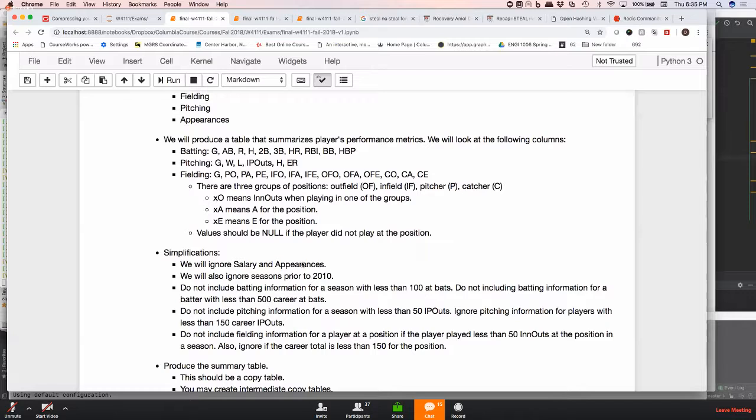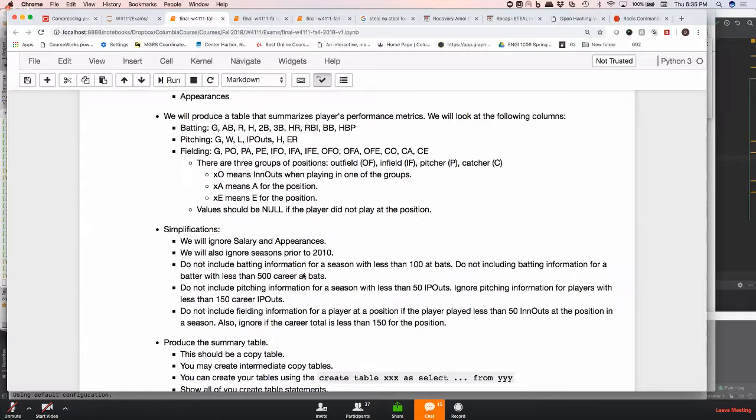So ignore salary and appearances. Ignore things prior to 2010. Don't include batting information for seasons in which the person had less than 100 bats. And if the player didn't have 500 career at-bats, don't include them. If somebody didn't have 500 career at-bats, it's not statistically significant, so I'm not going to include them. If they were injured for a season and only batted 3 times and got 3 hits, I don't want to consider that 1,000 because it's just a fluke. So I'm trying to filter out bad years and not enough data.